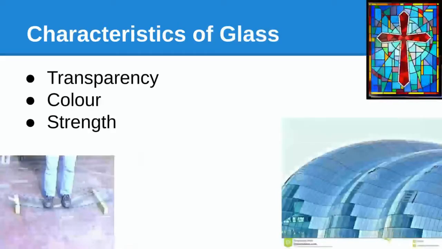Characteristics of glass. It's got high transparency. Its color can be clear or it can be of some other desirable color. And its strength is getting better and better.